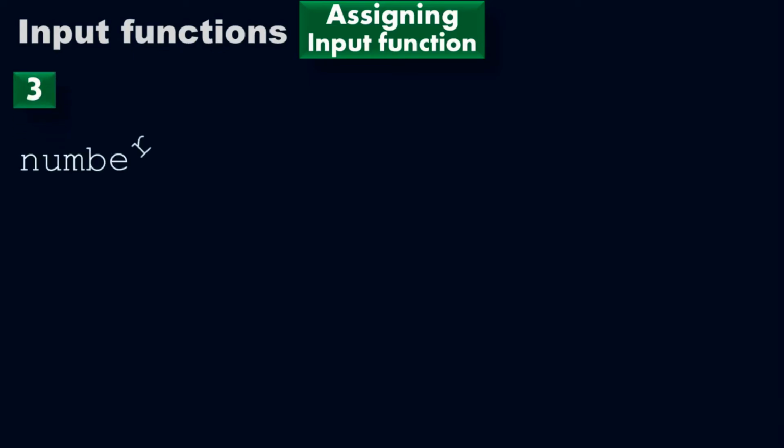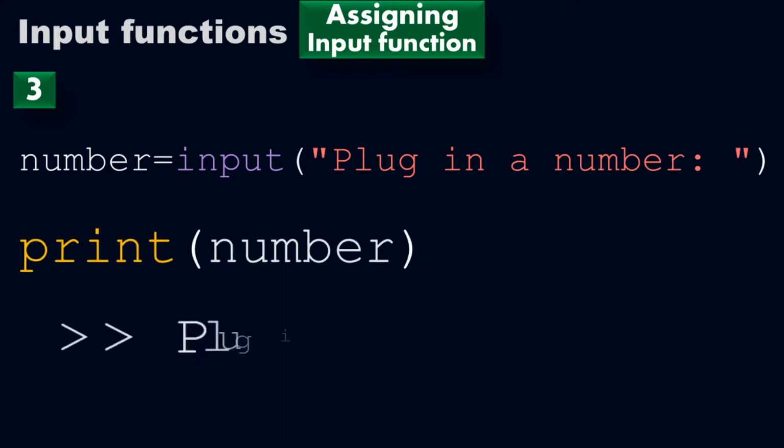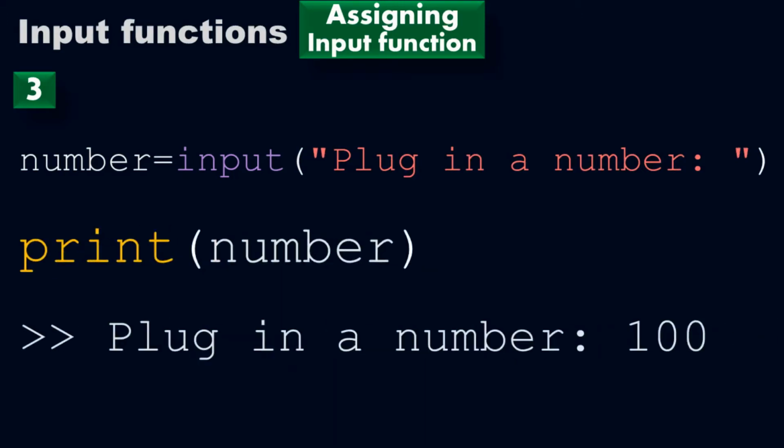Example number 3. number = input("Plug in a number: "), then print(number). It returns "Plug in a number". When you plug in a number, 100, and then press enter, you will get 100 here. Look, this time my variable name is number. This whole information from here up to here has been saved with a variable which is number.